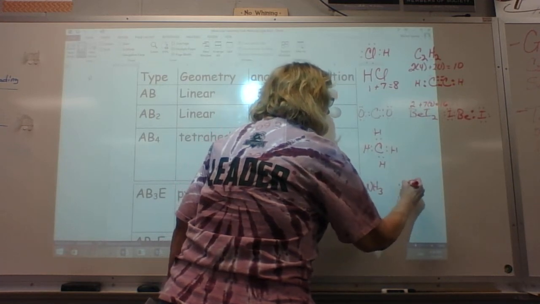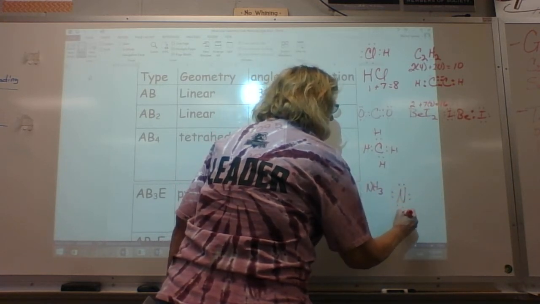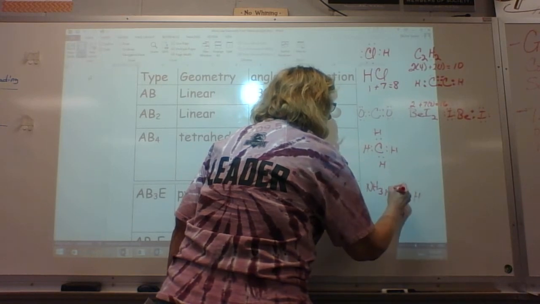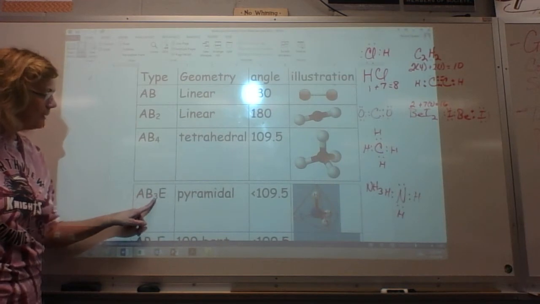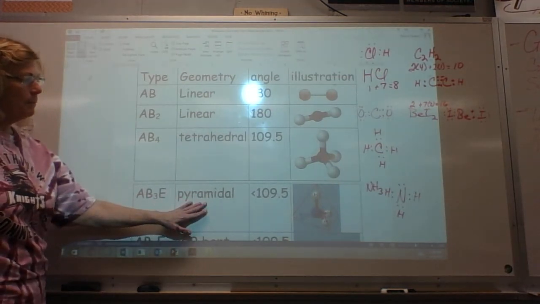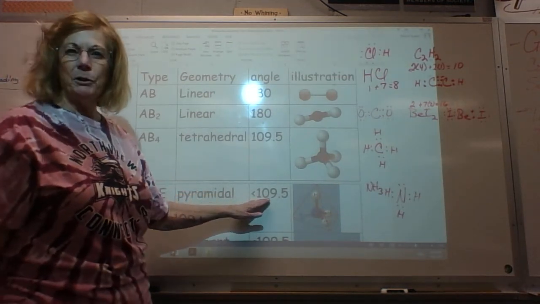So we have, again, 4 things around ammonia, but only 3 things are bonded. The 4th thing is an unshared pair. So we have AB3E, which is pyramidal. The bond angle here is really about 107.